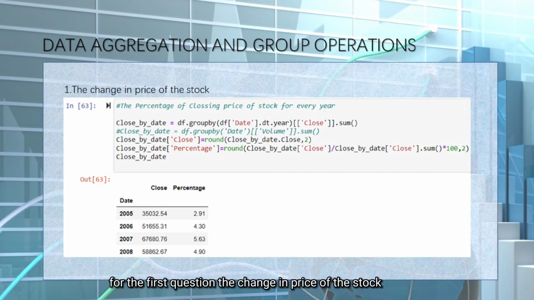For the first question, the change in price of the stock, we compute the sum for the close column and call groupby with the column date to group the number of records by date. Finally, we calculate the percentage count for each column and add it into a new column, percentage. From the observation, the years 2014, 2015, 2016 had the highest closing price at 11%, 12%, and 15% respectively, with the year 2005 having the lowest counts, below 3%.